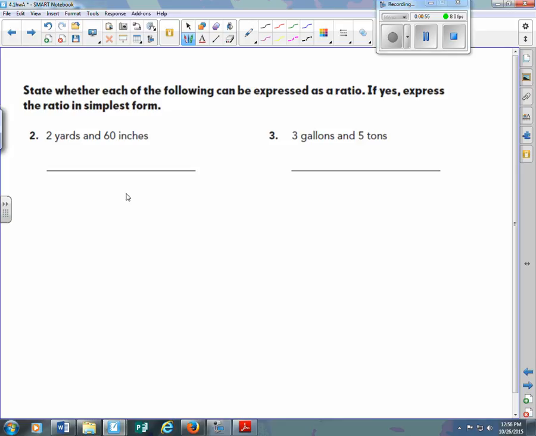State whether each of the following can be expressed as a ratio. If yes, express the ratio in simplest form. So the answer to this is yes, we can convert yards to inches. Now you need to look back and say, wait a minute, how many inches are in a yard? Well, I don't know, but I do know that for every 1 yard, there's 3 feet. And for every 1 foot, there's 12 inches. So if this was a foot, this was a foot, this was a foot, therefore we would have 36 inches in 2 yards.